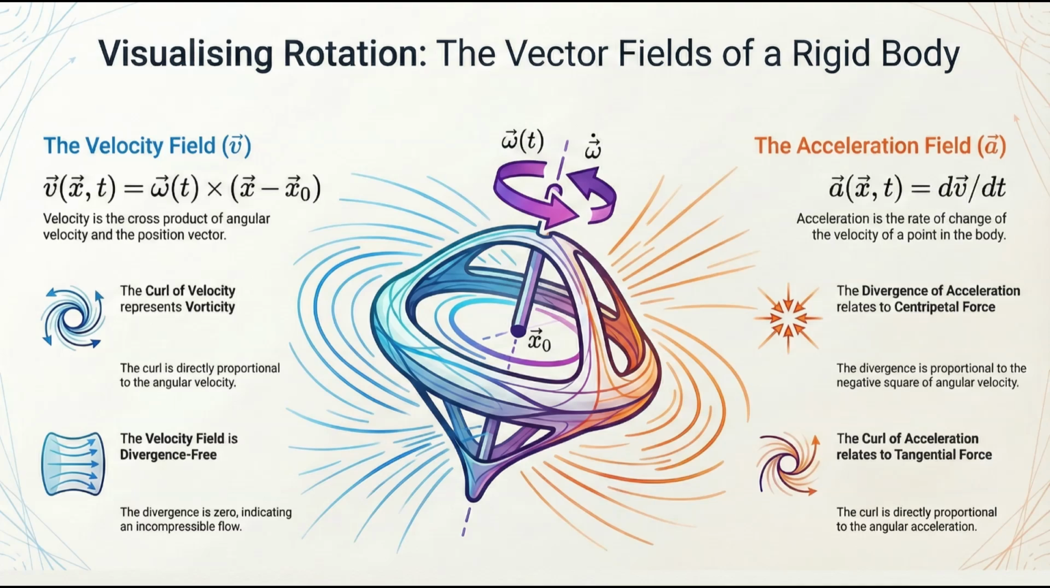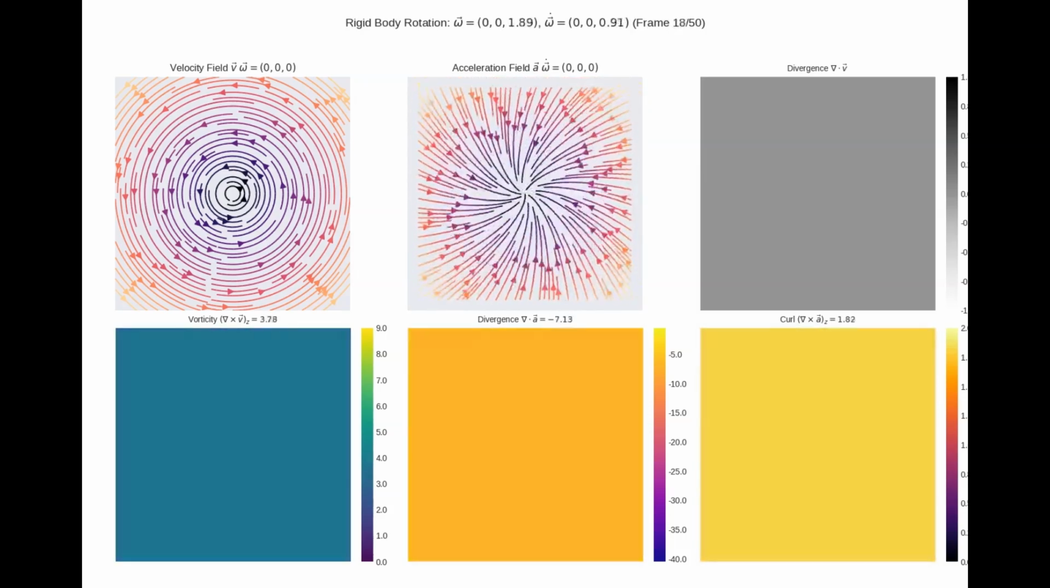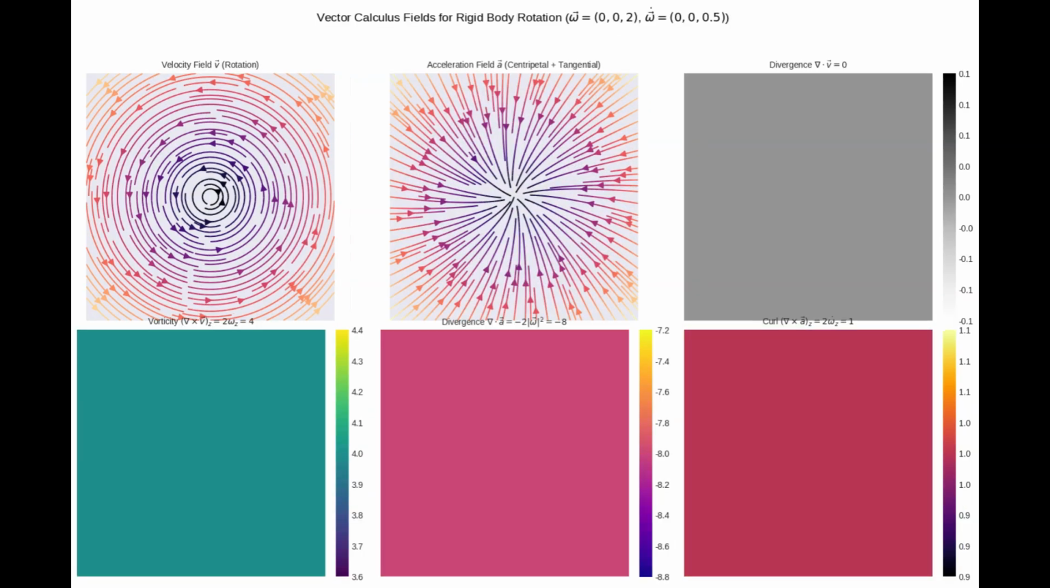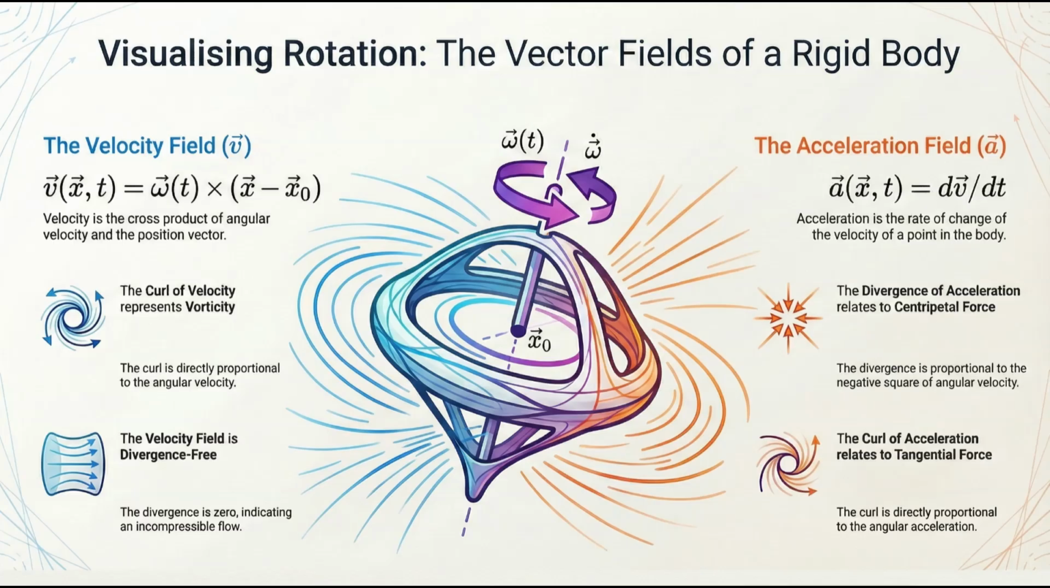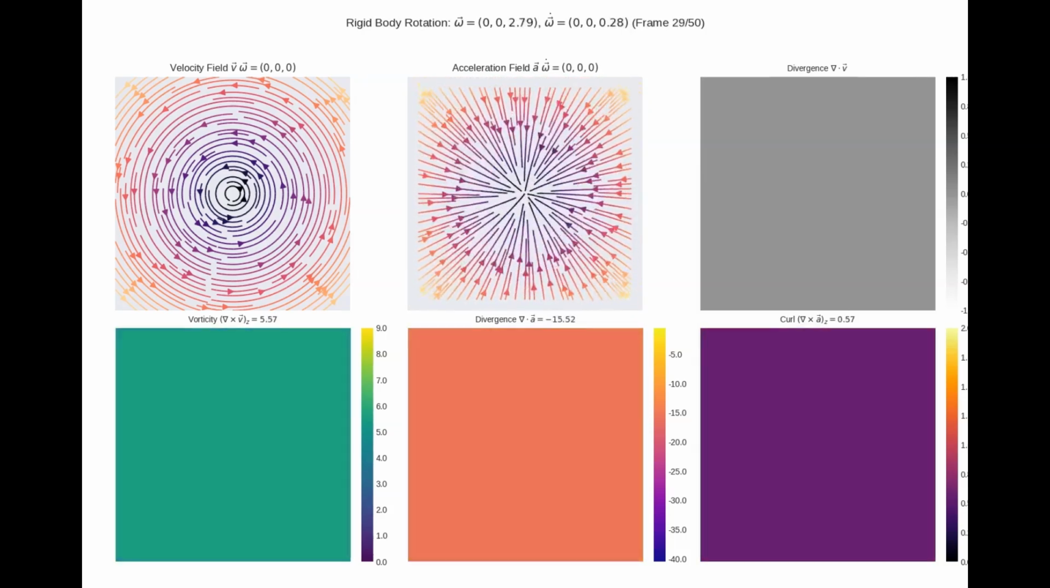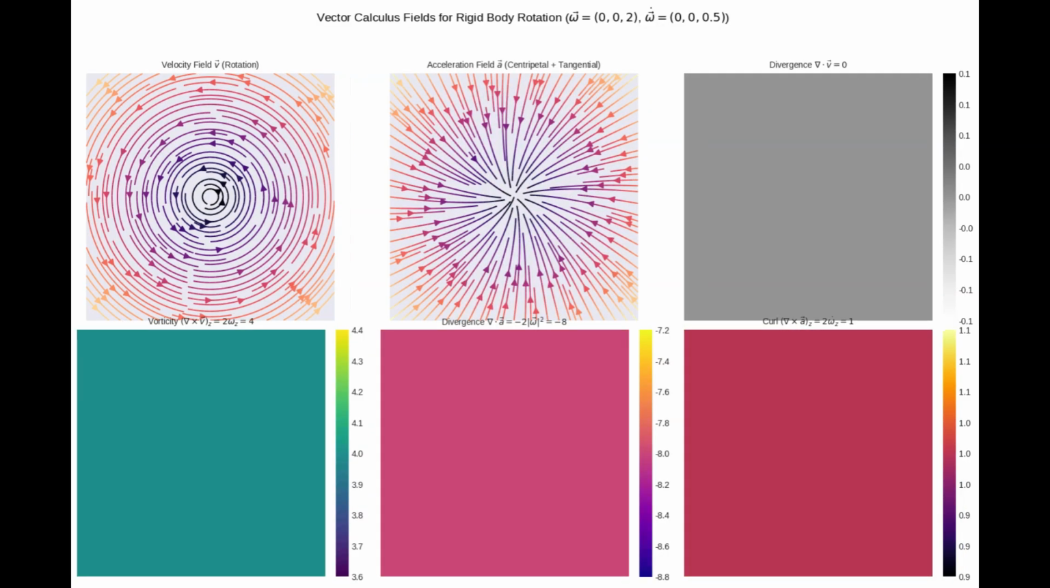All right, first, let's think about the velocity field. When you apply the curl operator to it, it acts like a little sensor for the body's local spinning motion. This measurement, its vorticity, turns out to be directly proportional to the body's angular velocity. It tells you exactly what the spin is doing right at that point.